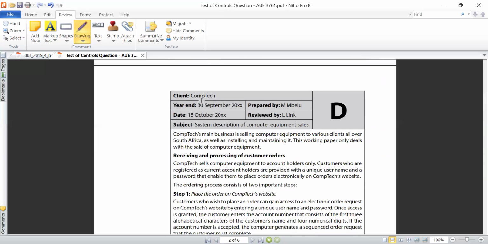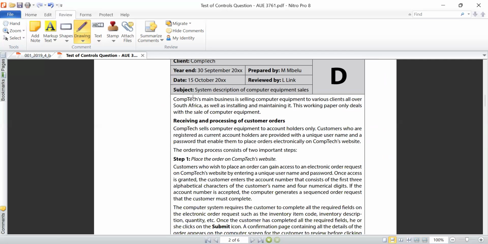So the client in question is called CompTech. CompTech is involved in selling of computer equipment. Now let's have a look at the content that we have been provided with. We are told here that CompTech's main business is selling computer equipment to various clients all over South Africa, as well as installing and maintaining it. So if there's installation and maintenance taking place, it follows that revenue is coming not only from selling computer equipment, but also from servicing of these computer equipments, right?